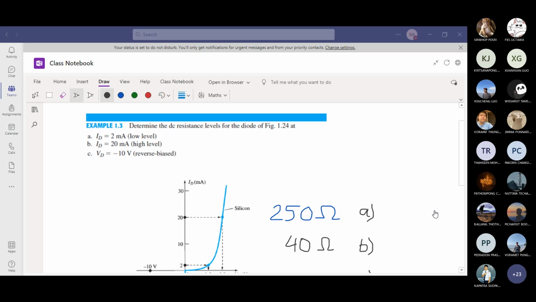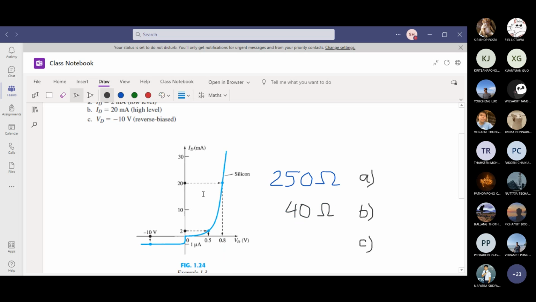Rajay, you're here? Yes, I'm here, Ajahn. Okay, for you part C, Rajay. Now, when VD is negative 10 volt, what is the resistance?